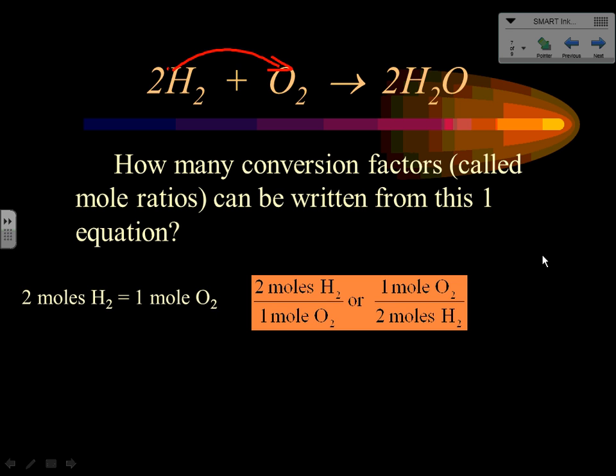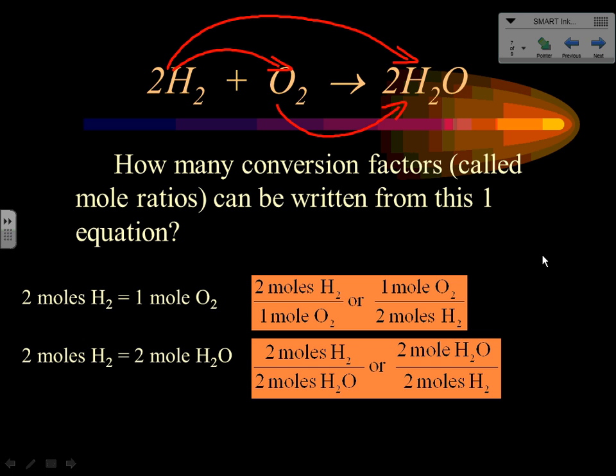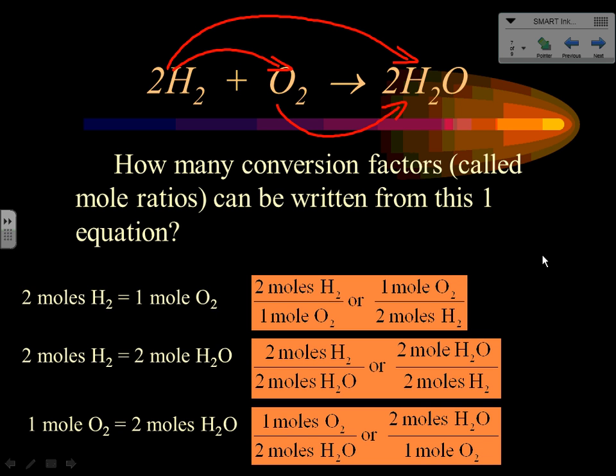I could also compare hydrogen to water. And then finally, I could also compare oxygen and hydrogen. So I really have 3 different equalities in this relationship. It would also be true that 2 moles of hydrogen equals 2 moles of water. So that would give us those 2 different conversion factors. And it's also true for every 1 mole of oxygen, I make 2 moles of water. And that one equality would give us 2 other conversion factors.